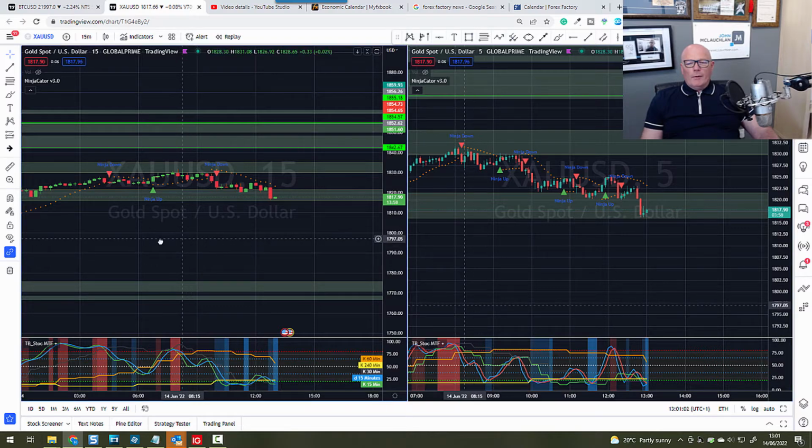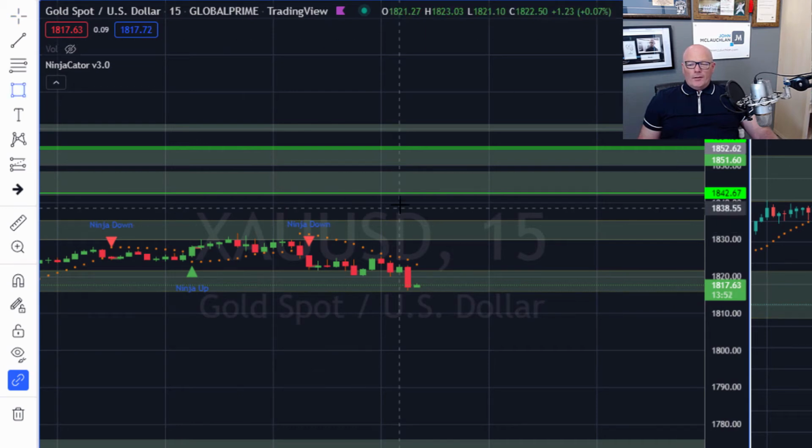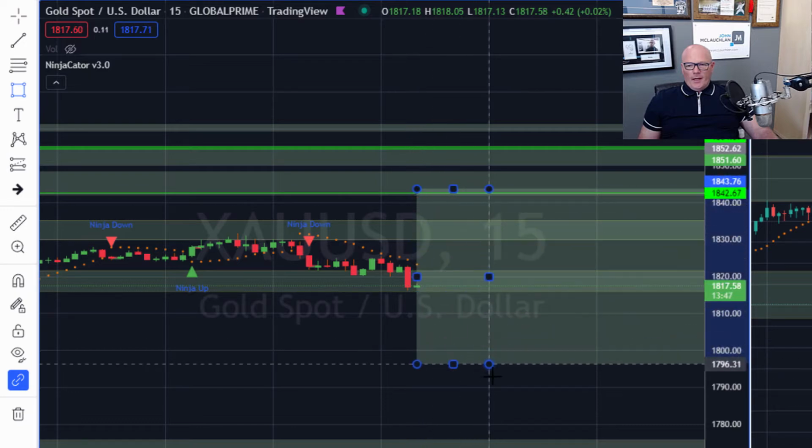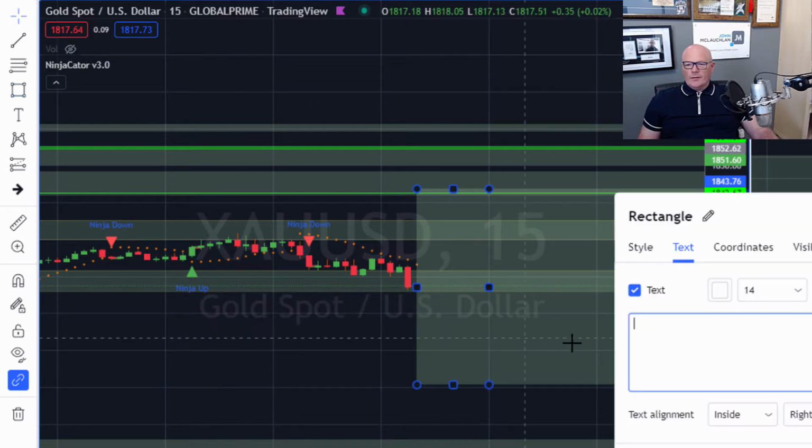Okay, so the way we put the indicators on, we need a box, and this box needs to go between 1300, as you can see on the chart there, and 1500, and we're just going to get rid of the extension of those lines.